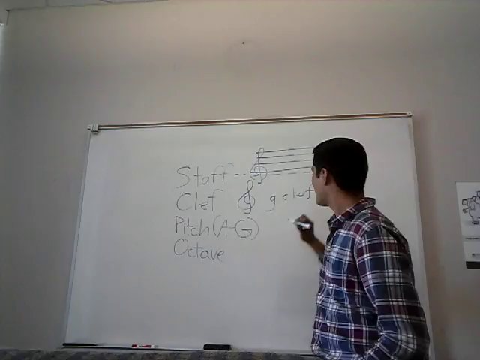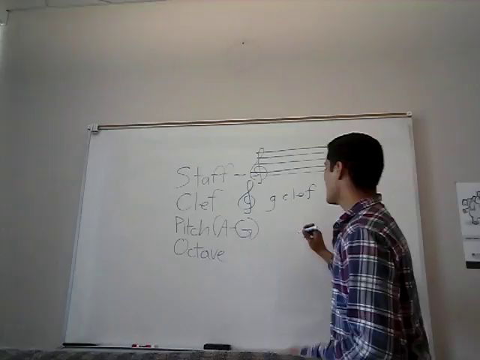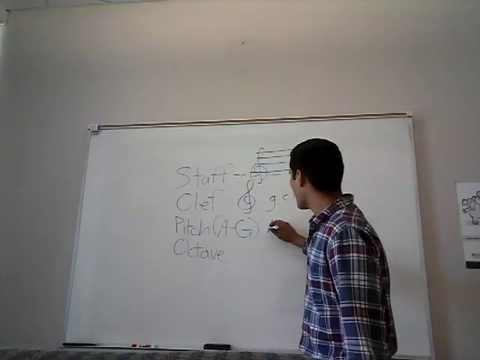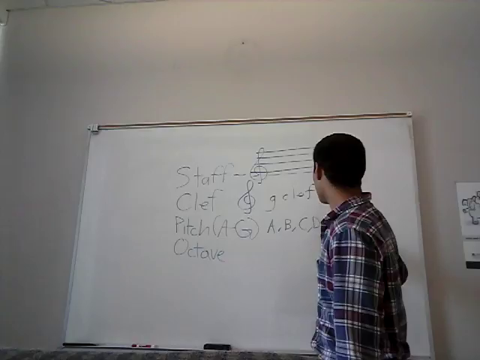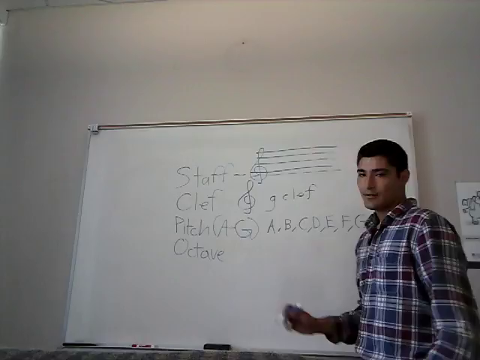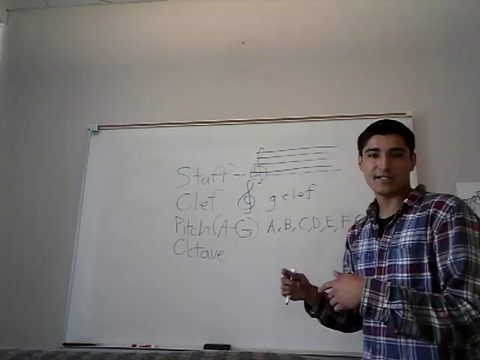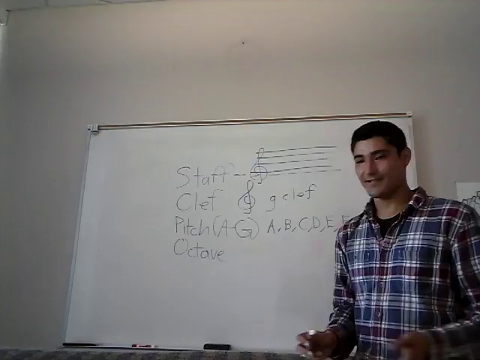And now next we're going to move on to pitches. So your pitches are going to be from the alphabet. We're going to borrow seven letters. So they're going to be A, B, C, D, E, F, and finally G. Now, what happens is, as soon as you get to G, it restarts. It doesn't go to H or K or L. There is no pitch for these letters. It's only these seven letters that we use in the musical alphabet.